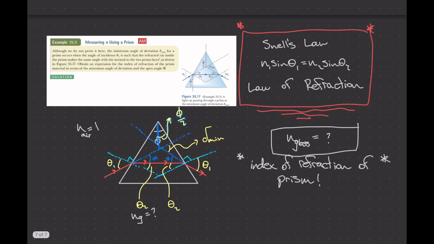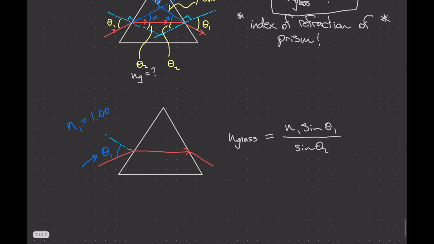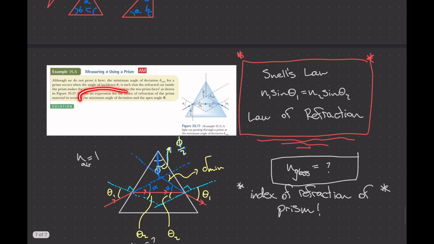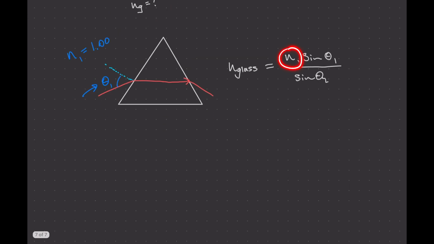but the problem isn't solved yet because it says obtain an expression for the index of refraction of the prism material in terms of the minimum angle of deviation and the apex angle phi. So I haven't done that yet. It says in terms of, that means this thing should be created from the things that it's talking about. So minimum angle of deviation and apex angle phi. In this case, I have n1, which is neither of those, theta 1, which is neither of those, and theta 2, which is neither of those.